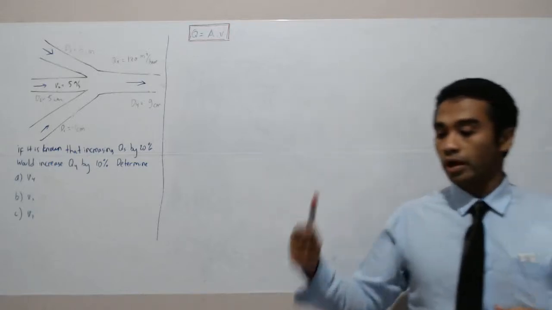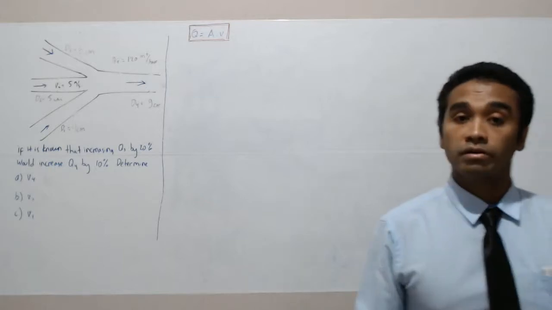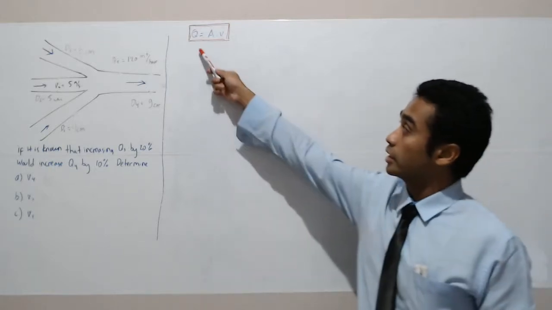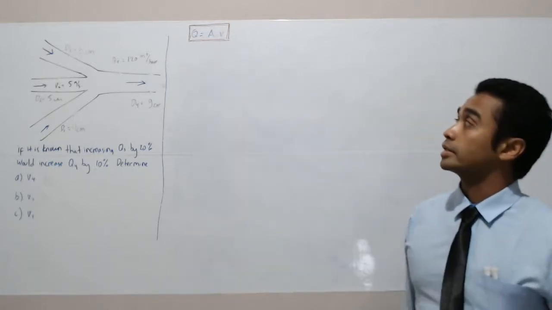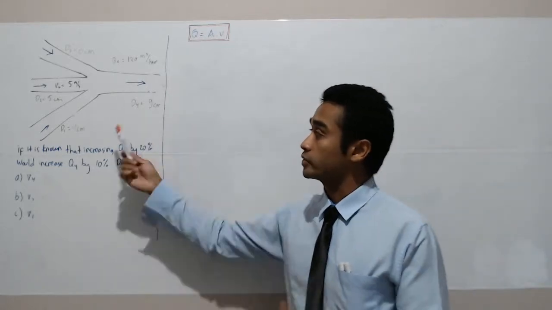Okay, so we already solved for the equation. Now we know that the volumetric flow rate Q is equal to area times velocity. Now we move on to this problem. Let's start to solve this problem.